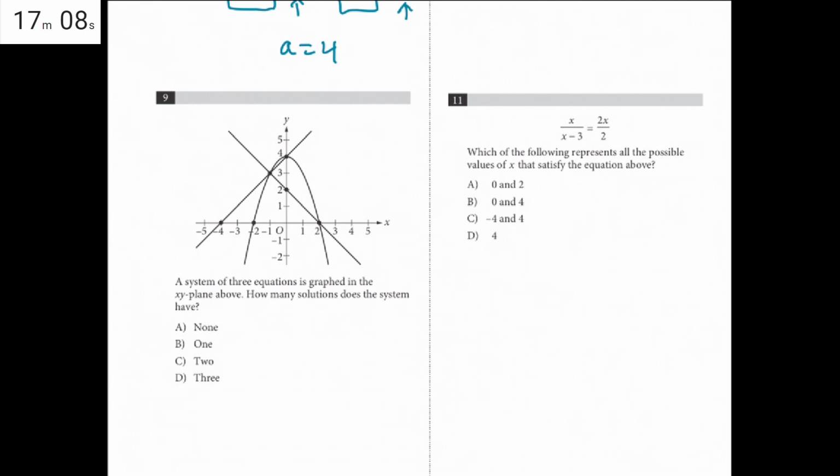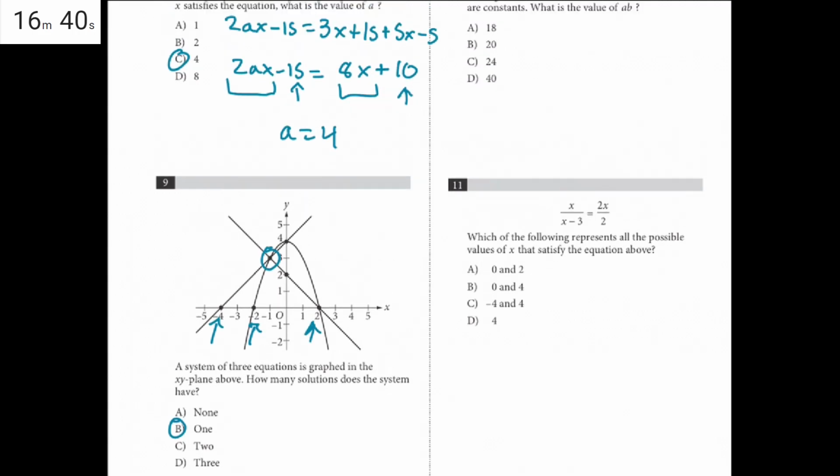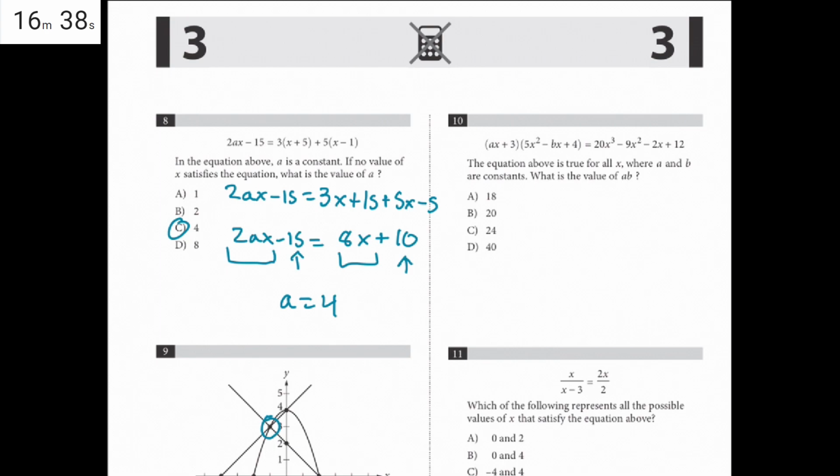Wait, hold on. A system of 3 equations is graphed in the xy plane. How many solutions does the system of equations have? Which would just be 1. It's when they all intersect. So B. I was kind of tempted to do these, but these are just zeros. The solutions are when they all equal each other, which would be that one point. I'm overthinking it.